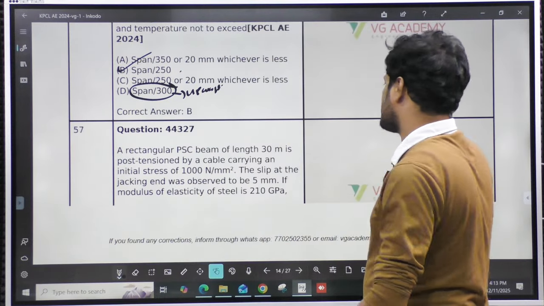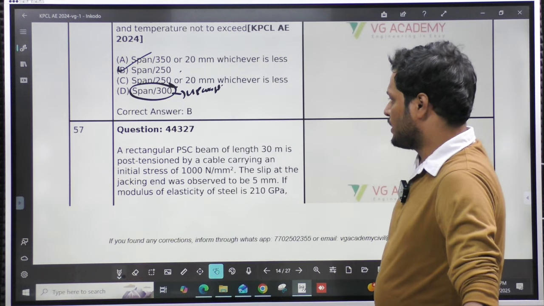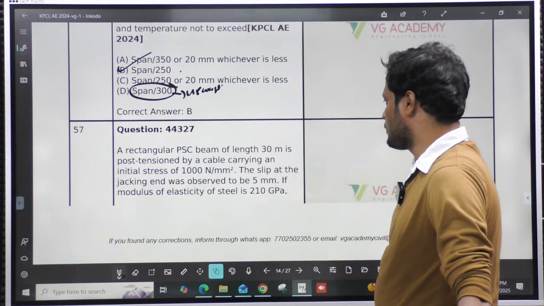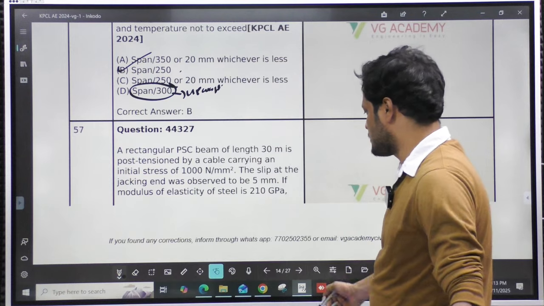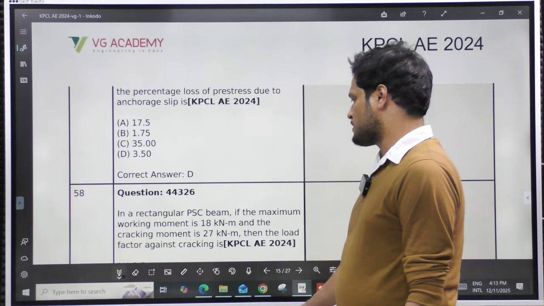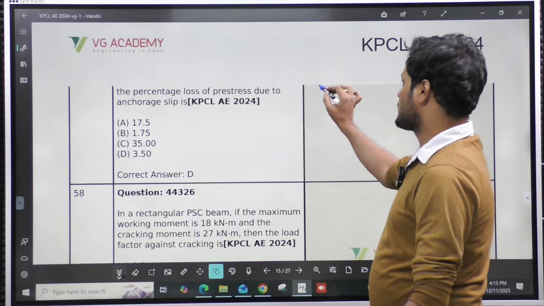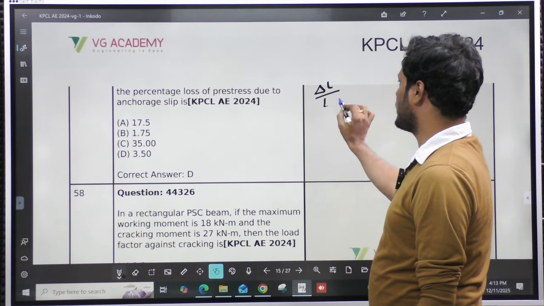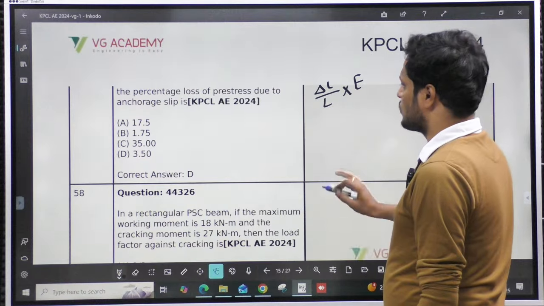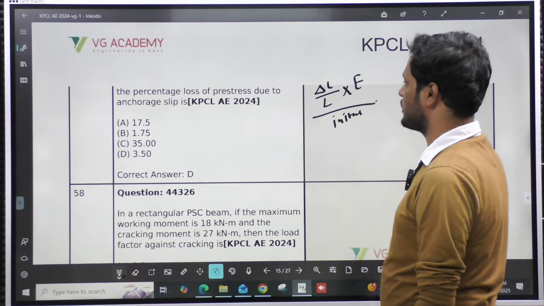A rectangular prestressed concrete beam of length 30 meter is post tensioned by a cable carrying an initial stress of 1000 Newton per mm square. The slip at the jacking end was observed to be 5 mm. If the modulus of elasticity is 210 gigapascal, find the percentage loss of prestress due to anchorage slip. So whatever the strain that is lost, that much stress will be lost. So delta L divided by L is the stress divided by E. So this is the total amount of stress lost with respect to the initial stress into 100.